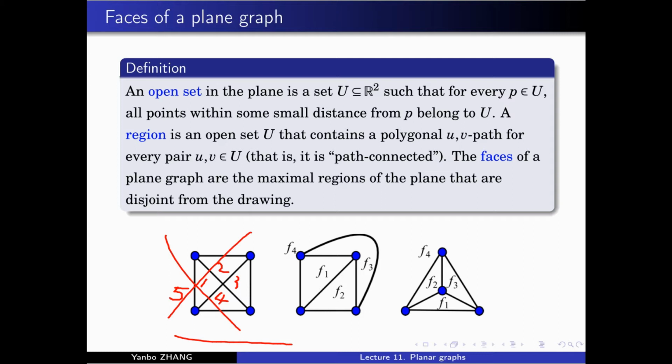Because when we are talking about faces, we are talking about faces of a plane graph. The first graph is not a plane graph. It has a crossing. In fact, a planar embedding of K4 has 4 faces: F1, F2, F3, F4. Here we have another drawing of K4. It has 4 faces: F1, F2, F3, F4.